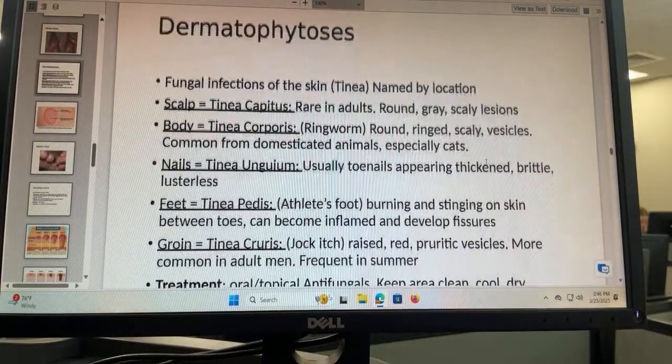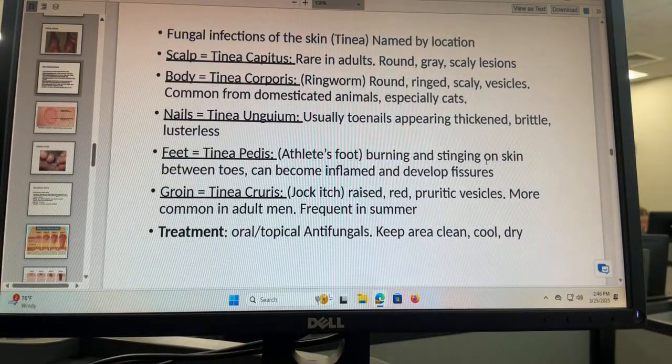And then, let's see. Treatment for all of these is going to be either oral or topical antifungals, depending on just the extent of it. So if it's a smaller area, they do topical. If it's really bad and very widespread, they'll do oral. And then to prevent the fungi from growing, just keep the area clean, cool, and dry, because fungi love to grow in areas that are dark and wet. So keeping it cool and dry and aired out in the sun will help keep the fungi from growing.